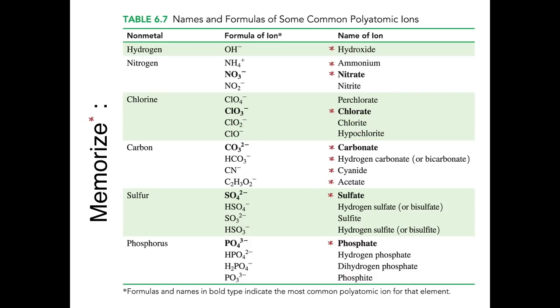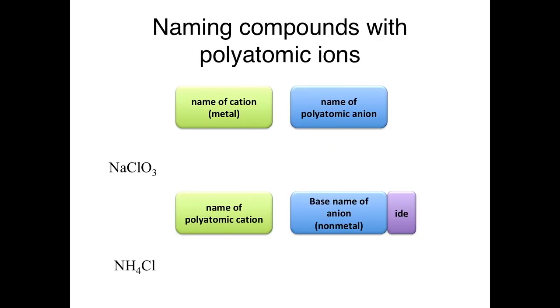You need to know chlorate, ClO3, charge -1. You need to know carbonate, CO3, charge 2-. Hydrocarbonate or bicarbonate means the same thing, is HCO3 with charge -1. Cyanide is CN, charge -1. Acetate is C2H3O2, that's a long one, has a charge of -1. Sulfate, SO4, 2-. And phosphate, PO4, 3-. I recommend you making flashcards to memorize these polyatomic ions.